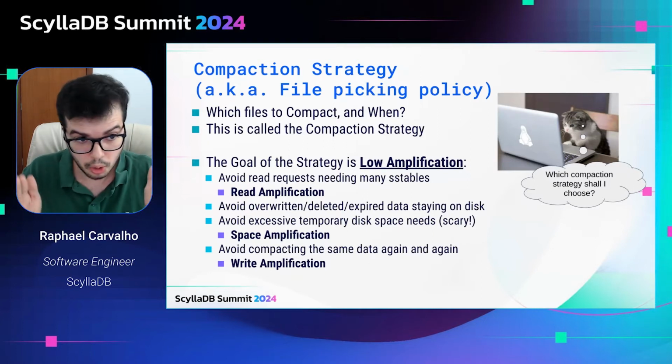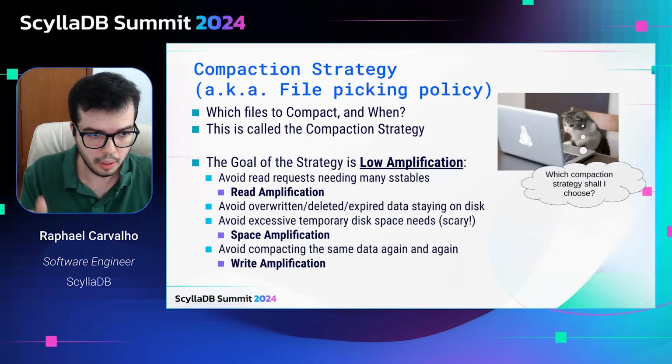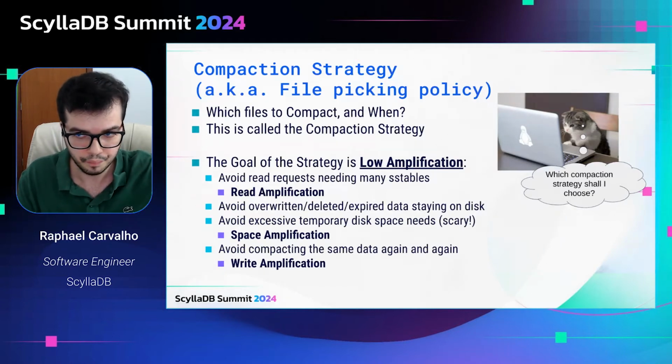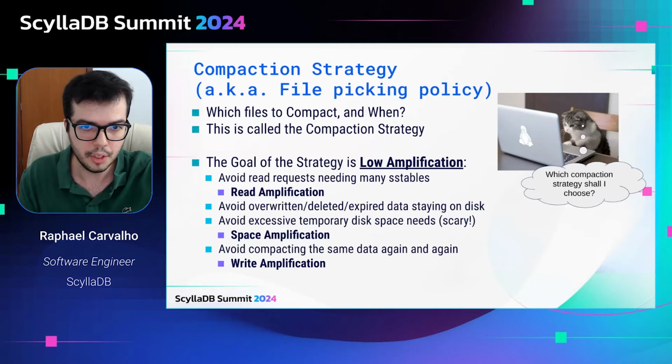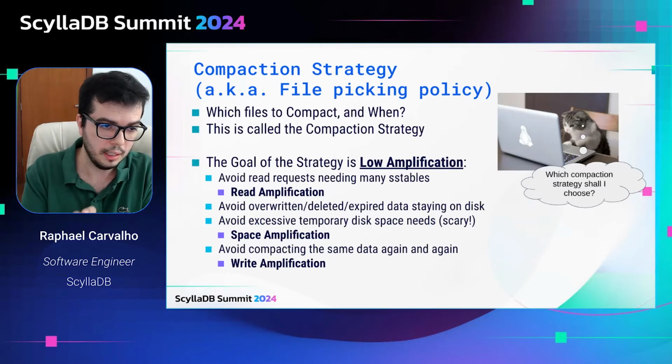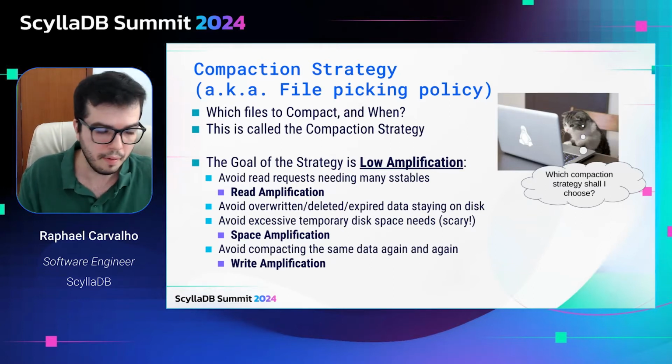And it's also very important to avoid compacting the same data over and over again, because that reduces the write throughput. And by reducing the write throughput, you need to scale up, you need to scale out your cluster, and that increases cost. All amplification factors are bad in this sense. They increase the cost of maintaining your database.